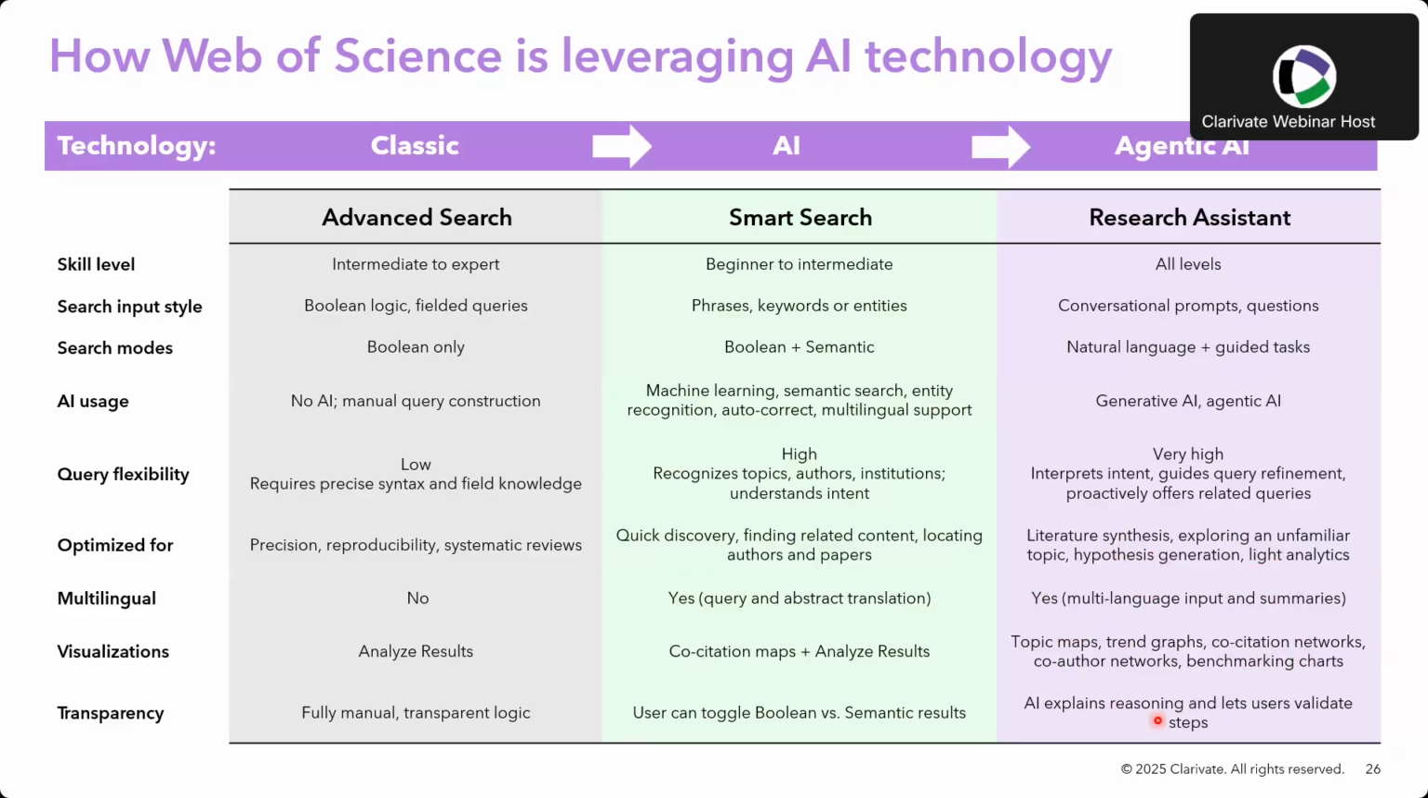Transparency, AI would explain the reasoning, and it will let you validate the different steps. So that's how it works. You see different technologies, classic technology, AI, agentic AI.